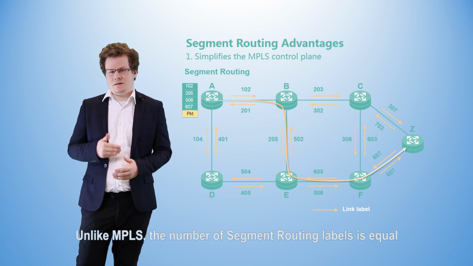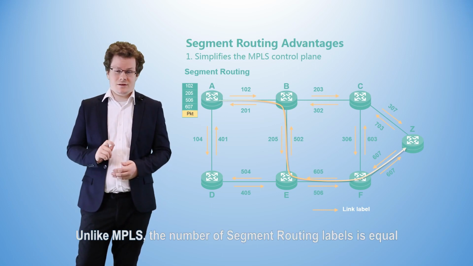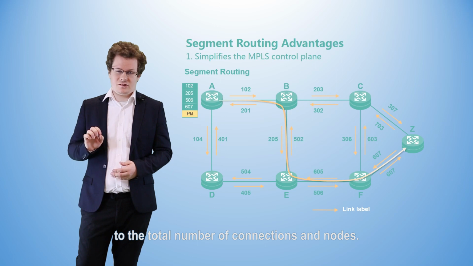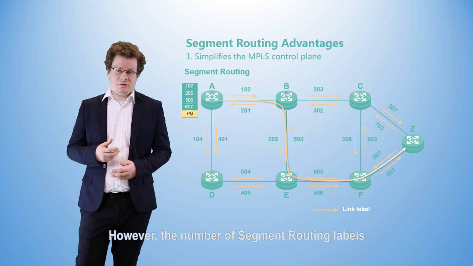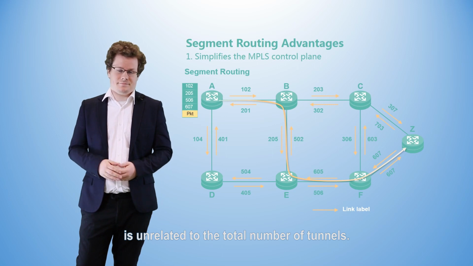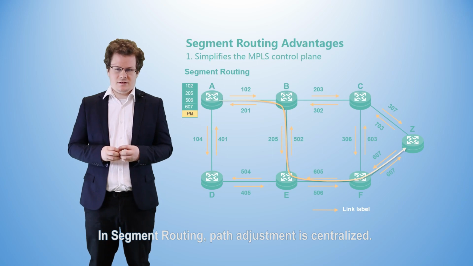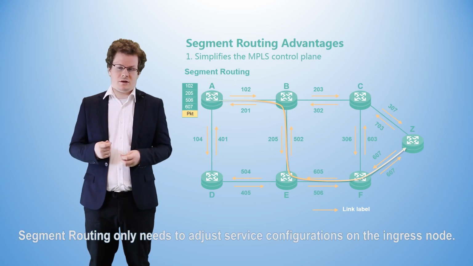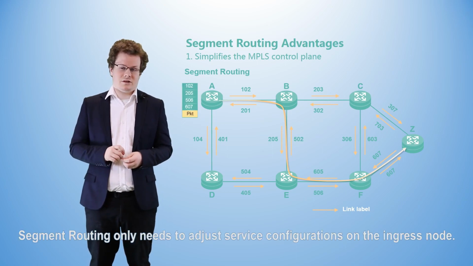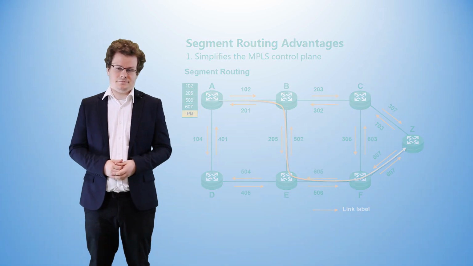Unlike MPLS, the number of segment routing labels is equal to the total number of connections and nodes. However, the number of segment routing labels is unrelated to the total number of tunnels. In segment routing, path adjustment is centralized. If its services change, segment routing only needs to adjust service configurations at the ingress node.